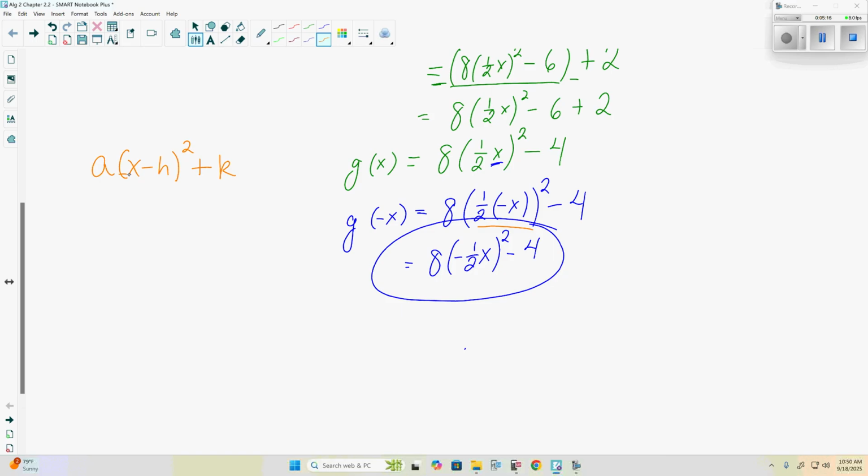This a times x minus h squared plus k. So we still kind of want that parentheses squared if there's a number inside there with it. Because the 1/2's there, we're not just going to square. We're just going to leave it as the negative 1/2 x squared.